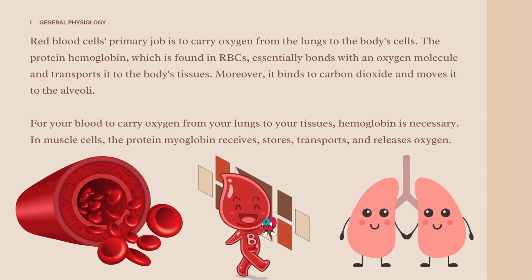The protein hemoglobin, which is found in the red blood cells, essentially bonds with an oxygen molecule and transports it to the body's tissues. Moreover, it binds to carbon dioxide and moves it to the alveoli. For your blood to carry oxygen from your lungs to your tissues, hemoglobin is necessary. In muscle cells, the protein myoglobin receives, stores, transports, and releases oxygen.